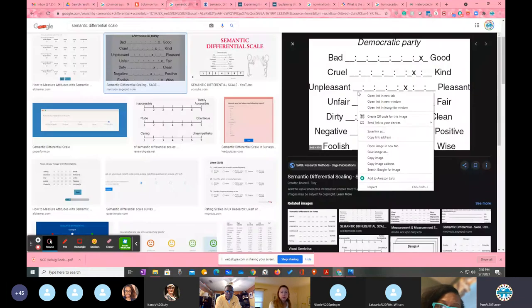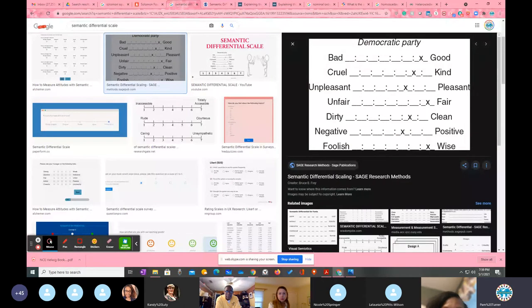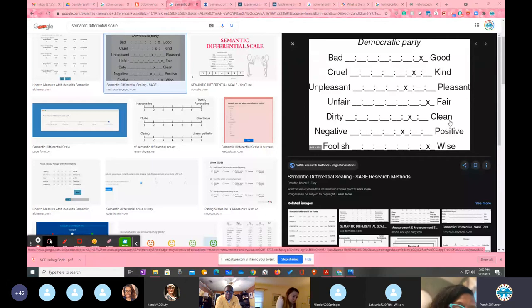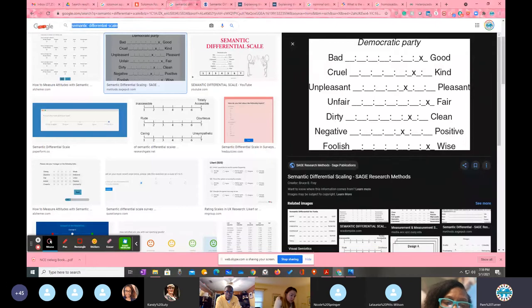Okay, it's in your chat box. Let me copy the image. Okay, so it looks at the Democratic Party. It says, do you think they are bad or good, and you put an X closer to where you think it is. So that's a semantic differential, because on either end, they're the opposites. One is good, one is bad. One is happy, one is sad. That's a semantic differential scale, which is different than my Likert scale.